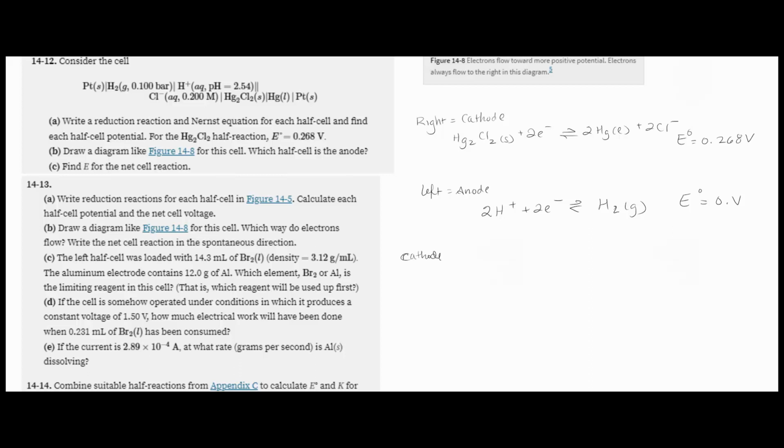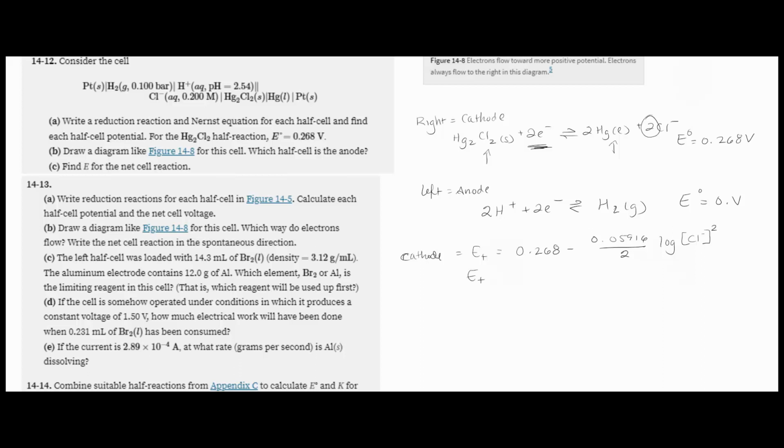So the right half, the cathode, the Nernst equation there, the E of the plus, is going to be 0.268 minus our constant 0.05916 divided by n, the number of electrons transferred, so we have a 2, times the log of the concentration of the products over the reactants. Now, because we have a liquid and a solid, remember they don't end up in your Q expression, we only have the concentration of the chloride, and it's going to be squared. And the reason it's squared is because of our coefficient. So that's going to be our cathode reaction.